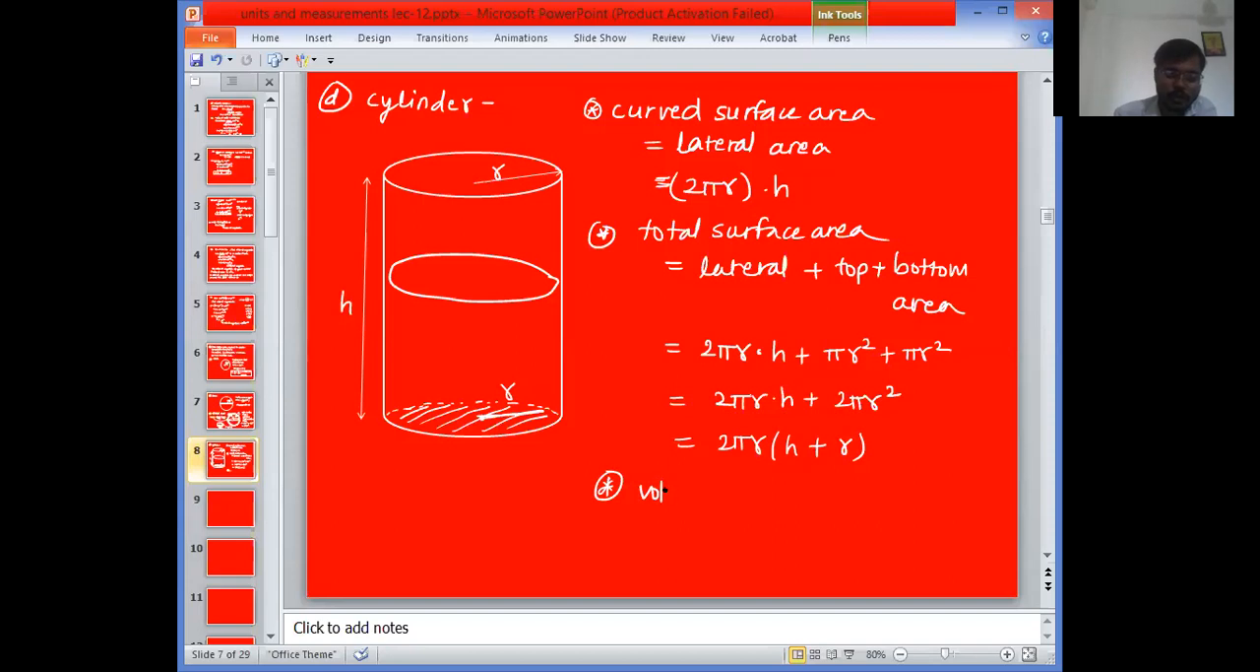Okay, and the final formula is the volume of the cylinder. What is the volume of the cylinder? Area of base into height. That is equal to pi r square into h.